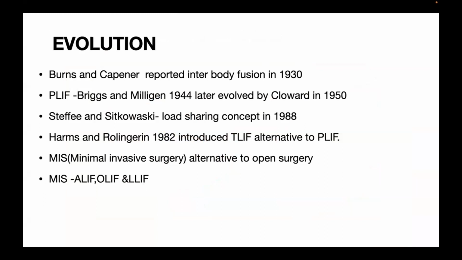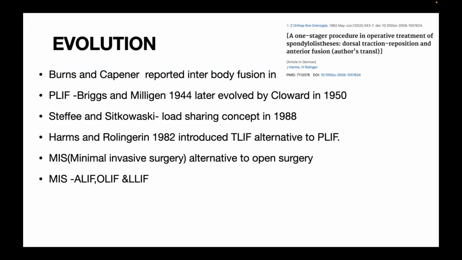Coming to the evolution of lumbar interbody fusion, Burns and Kapner reported the first interbody lumbar fusion in 1930. Later, Briggs and Milligan in 1944 first started with posterior lumbar interbody fusion, which was later evolved by Cloward in the 1950s. Steffee and Sitkowski shared the load sharing concept in 1988, where using the pedicle screw system, low compression at the graft site was introduced. Harms and Rolinger in 1982 introduced the transforaminal lumbar interbody fusion as an alternative to the posterior lumbar interbody fusion.